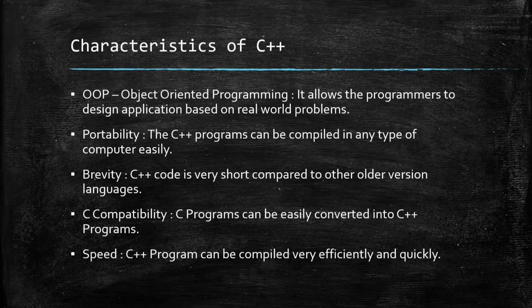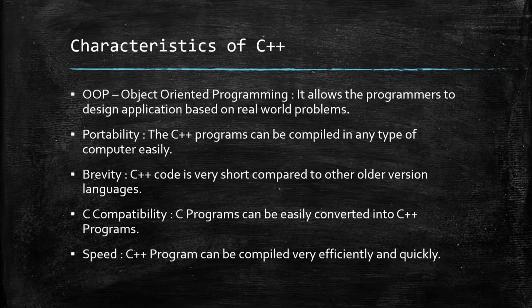Next, coming to the characteristics of C++. The first characteristic is OOPS, object oriented programming. It allows programmers to design applications based on real world problems. That's what I said to you. OOPS is nothing but object oriented programming, which allows the programmers to design applications based on real world problems, real world entities.